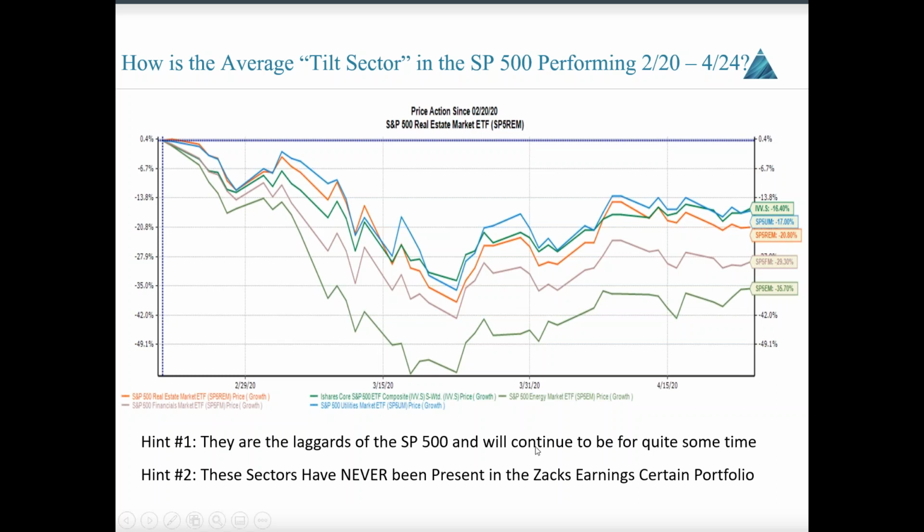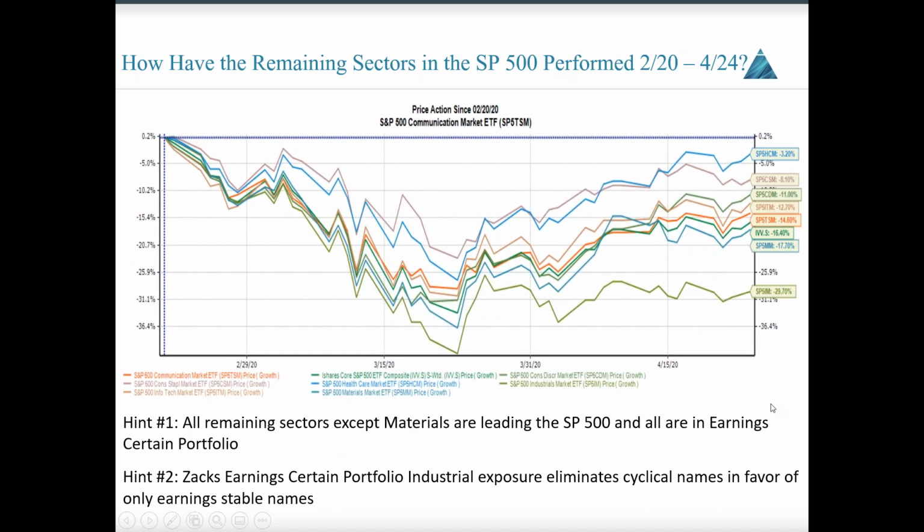Okay? These are the laggards of the S&P 500. And if we make another downturn, this is not going to change. These are going to remain your laggards. Be aware of these tilt sectors. This is real. Okay?